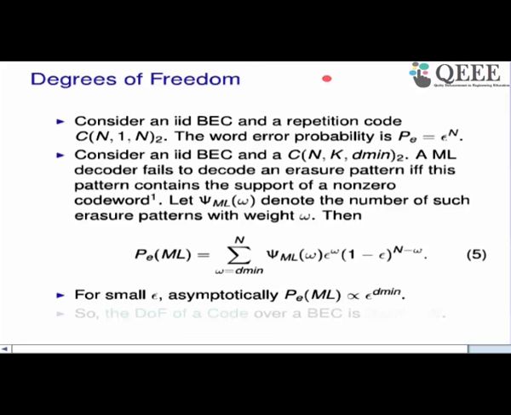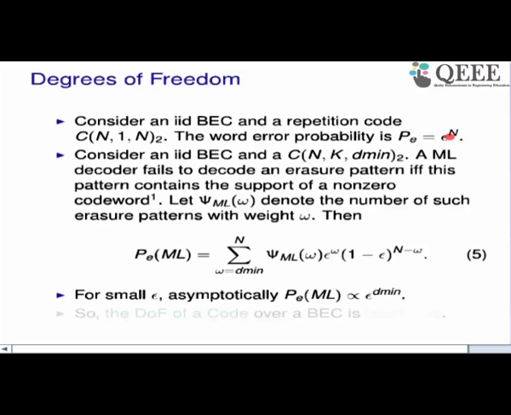So what you can write is, for small epsilon, the probability of wrong decoding on an erasure channel is a function of d min. The minimum distance of a code is now related to the probability of error as a power term: epsilon to the power d min.